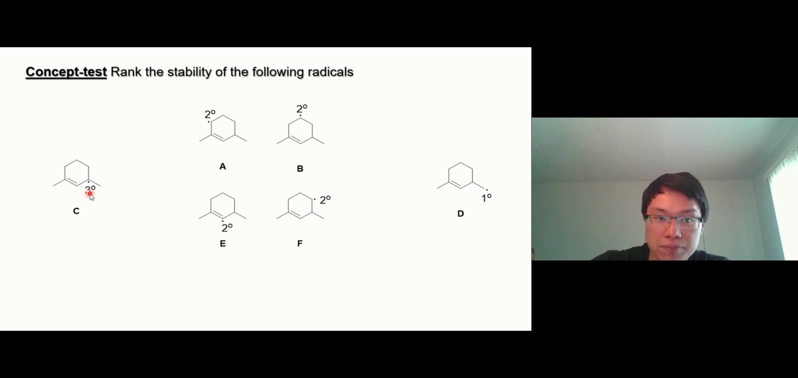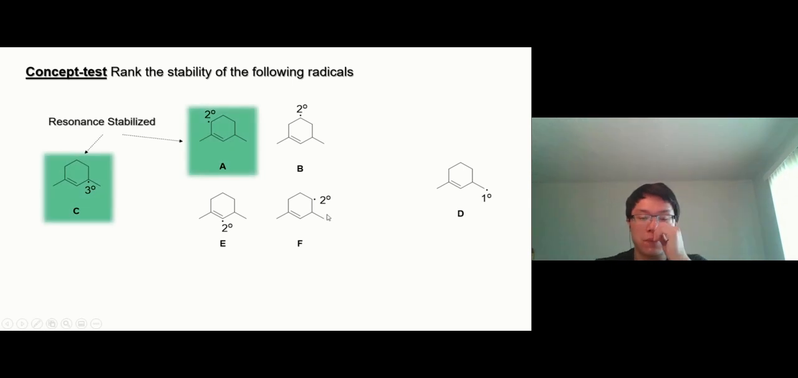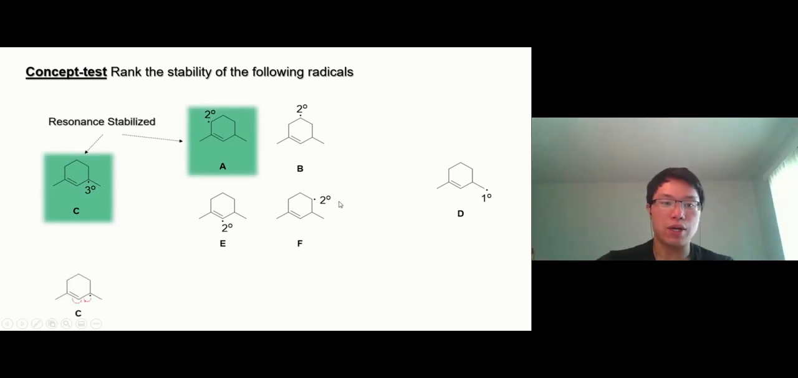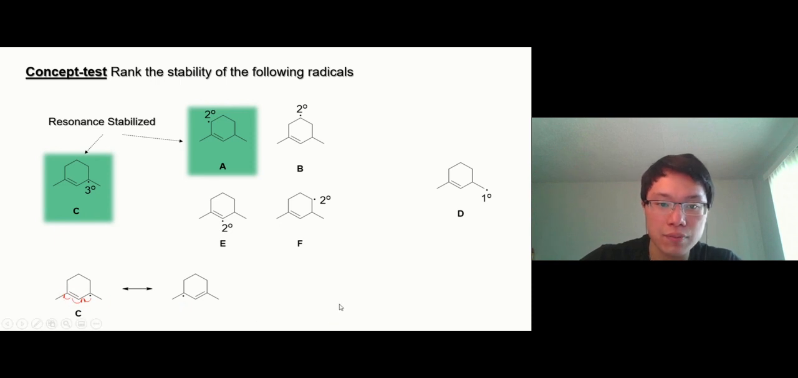This guy is even better because it got resonance stabilized with the double bond, right? Just like in A, which is secondary, like the other three. But this guy got resonance stabilized with the double bond. I show you how to draw the resonance structure. So right there, break the pi bond from the double bond on the right. The other electron on here will go to the carbon on the left side, right there. And in A, you can do the same thing as well. From the double bond right here, break this pi bond.